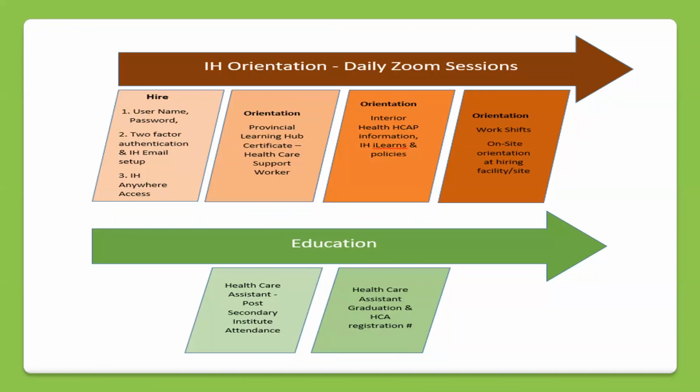Once your online orientation is complete, you will then progress to on site orientation at the work site you were hired to work at. This is often referred to as your home work site. For those of you hired to work at a long term care facility, you will either go directly to school or you will work as a healthcare support worker until you gain entrance to the health care assistant program at your post-secondary institute.